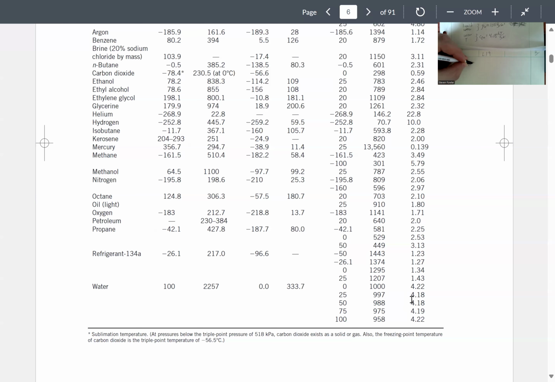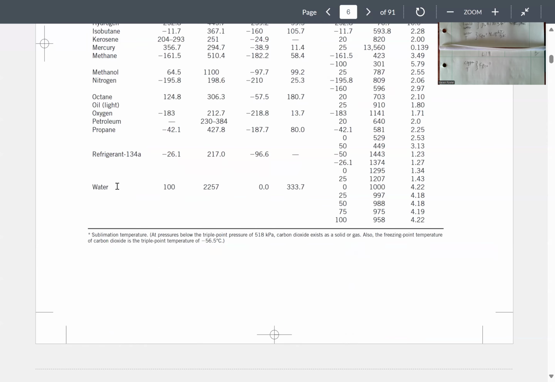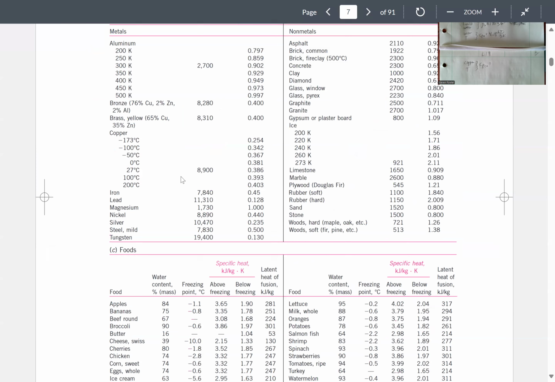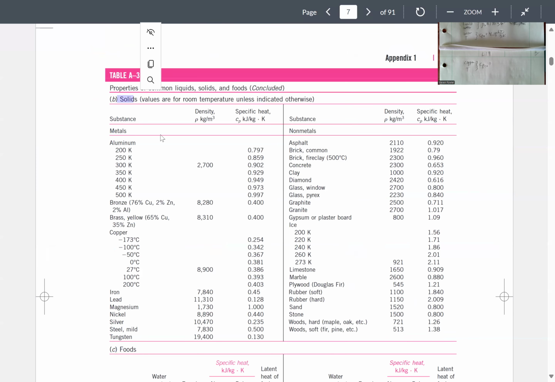Knowing that it's copper and roughly temperature, C sub P for the copper. All right, so this is table A3A for liquids. I'm going to go to table A3B, which has solids, and then down here's table A3C, which has foods. But we don't have food, we have metal. We have metal as a solid.